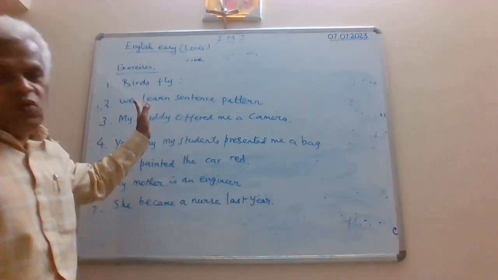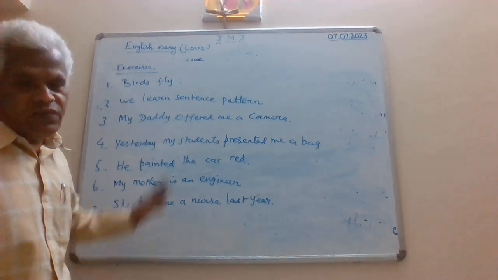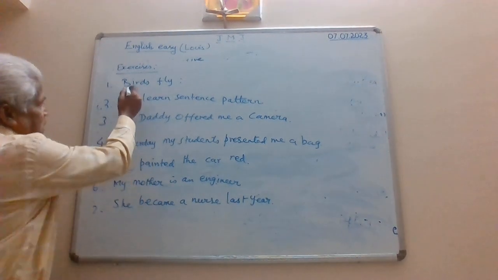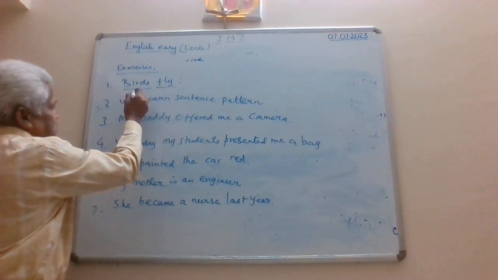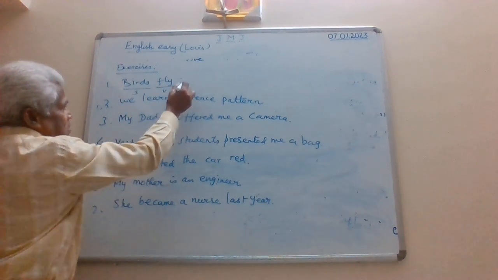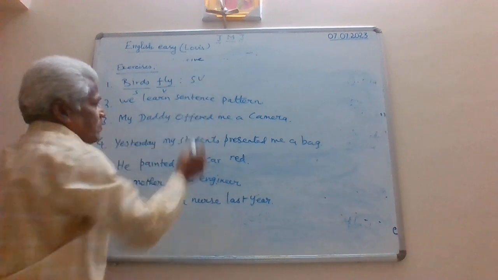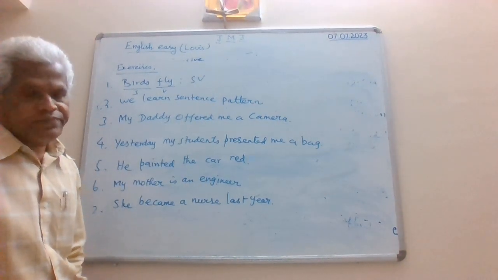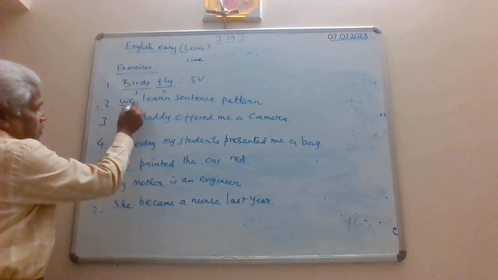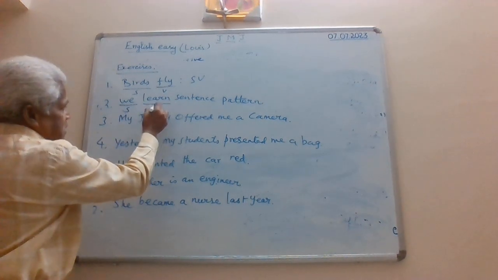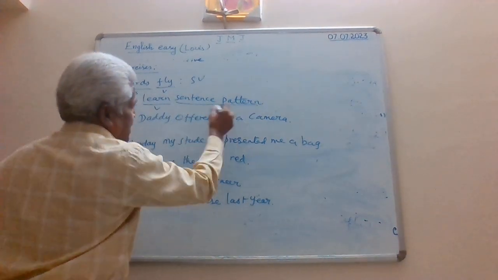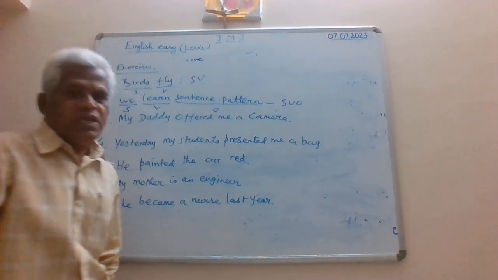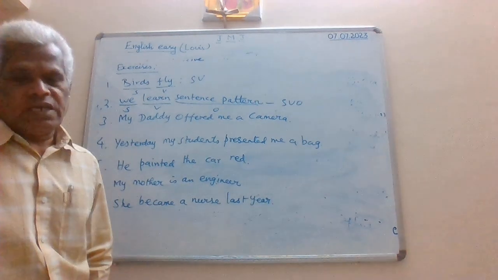Now you may already know the sentence pattern of these sentences I wrote already. Let me decide now. What is the pattern of the sentence here? Birds is your subject and fly is your verb. So therefore this is an example for the SV pattern, subject verb pattern. What about the next one? We is your subject, learn is your verb, sentence pattern is your object. Therefore this is an example for the SVO pattern.